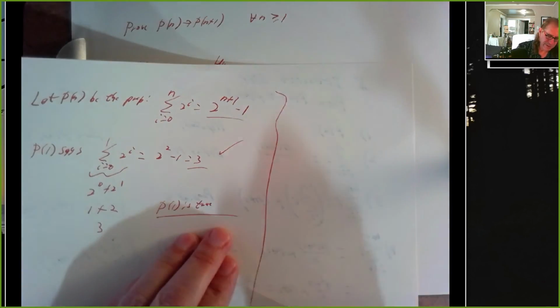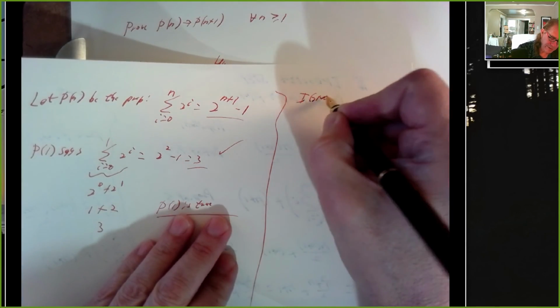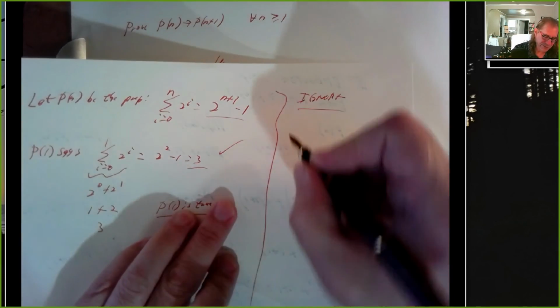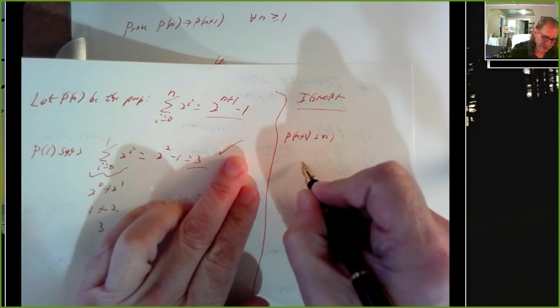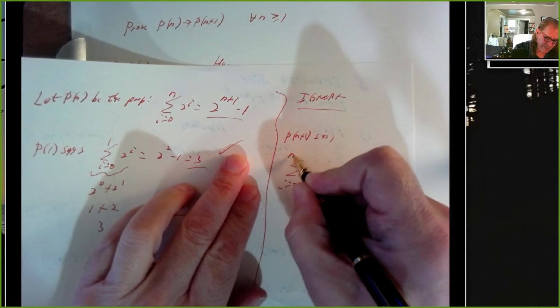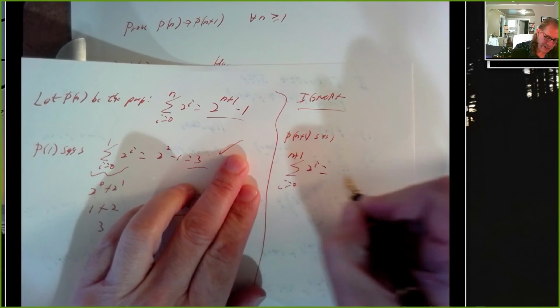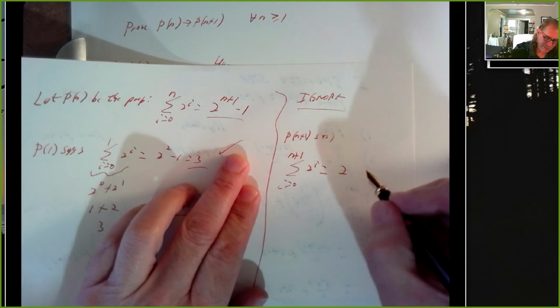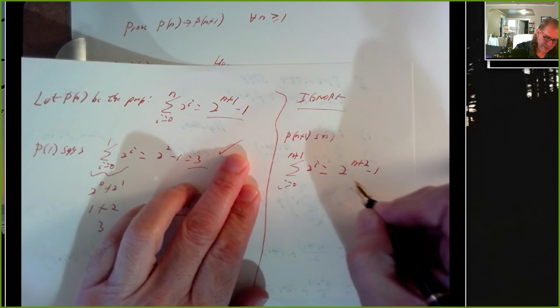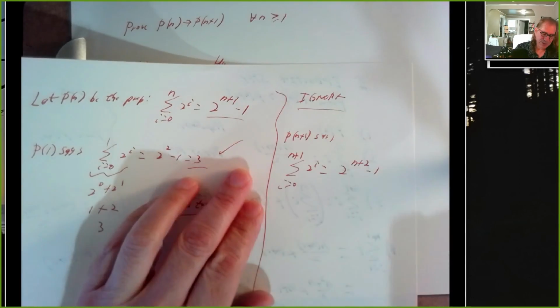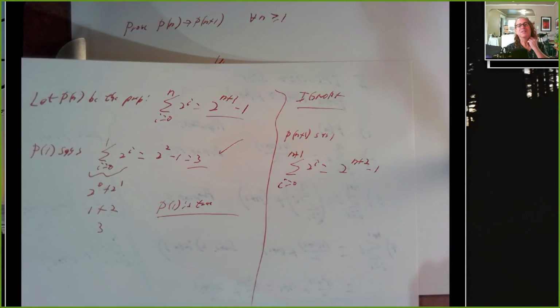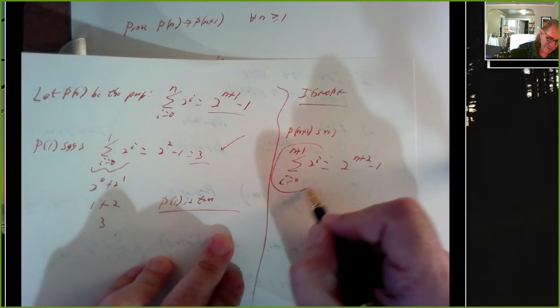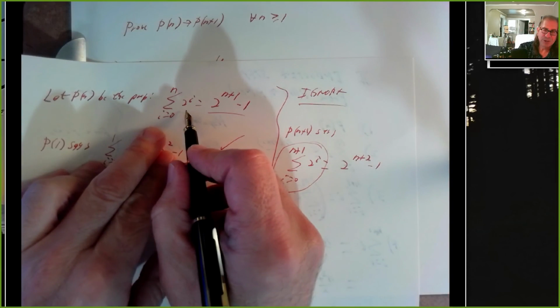All right, let's think out loud. In our ignore section, what does P of n plus 1 say? Sum from i equals 0 to n plus 1 of 2 to the i should be 2 to the, it'll turn out to be n plus 2 minus 1. All right, n plus 1 plus 1. And again, the same kind of inspiration that we had in adding consecutive integers. This is really just this with one more term added.